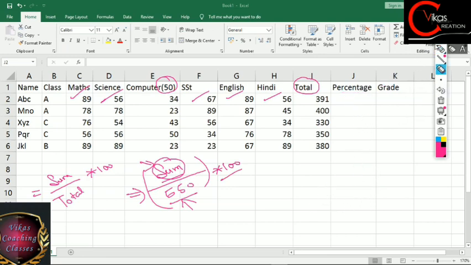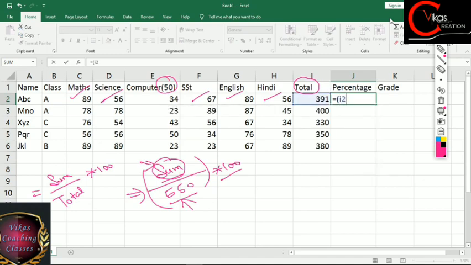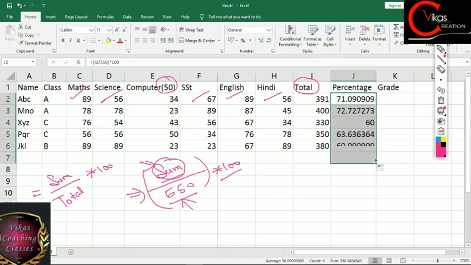So here I am writing now. I have written equals to, then open bracket, then this total is written in first cell I2. So I have written I2 divided by 550, close bracket, multiplication sign 100, and then press the enter key. That's it. As you can see, we got this value. Then we simply have to drop it down. Last one was extra, and as you can see we have got these values quickly over this side.